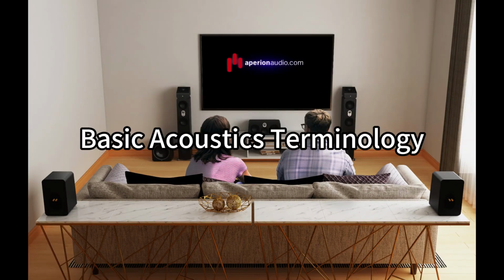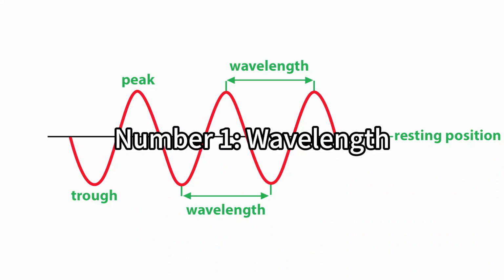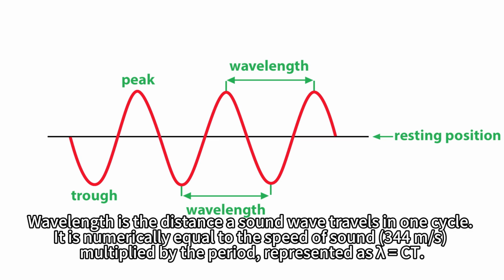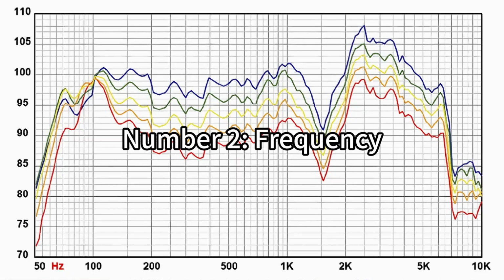Basic acoustics terminology. Number 1. Wavelength. Wavelength is the distance a sound wave travels in one cycle. It is numerically equal to the speed of sound, 344 meters per second, multiplied by the period, represented as lambda equals c times T.